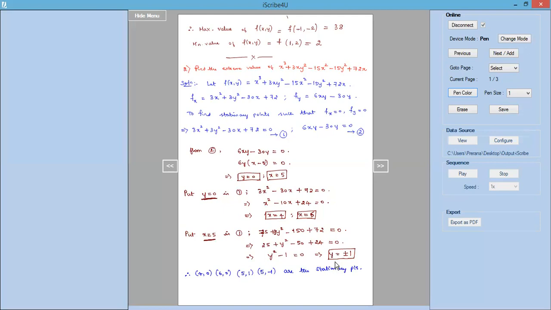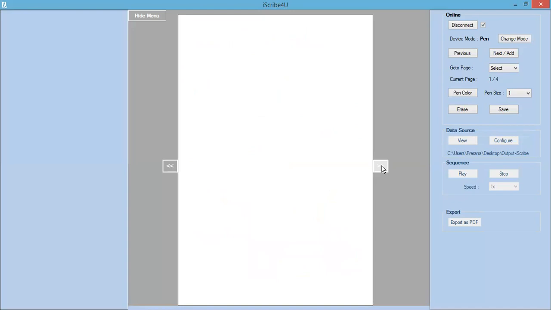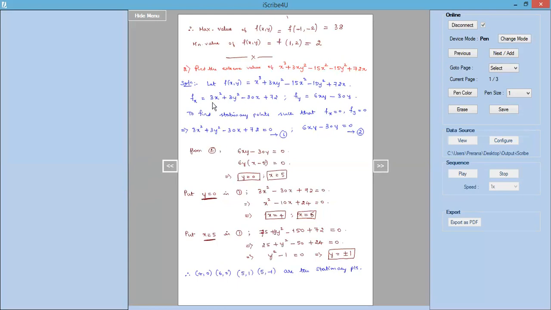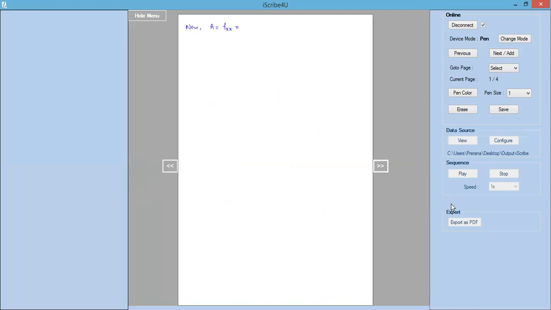Now we will find out capital A, B, C, that is fxx, fxy and fyy, and form the table like we did in the previous problem. So let us find out the second order partial derivatives, capital A, B, C. Capital A is nothing but fxx. So fxx we obtain from the fx term. Looking into fx, we can find fxx by differentiating once again partially with respect to x. So this gives us 6x plus 0 minus 30 plus 0, so 6x minus 30.